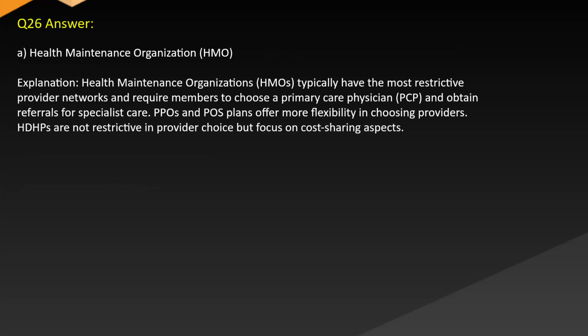Answer A. Health Maintenance Organization, HMO. Explanation. Health maintenance organizations, HMOs, typically have the most restrictive provider networks and require members to choose a primary care physician, PCP, and obtain referrals for specialist care. PPOs and POS plans offer more flexibility in choosing providers. HDHPs are not restrictive in provider choice but focus on cost-sharing aspects.